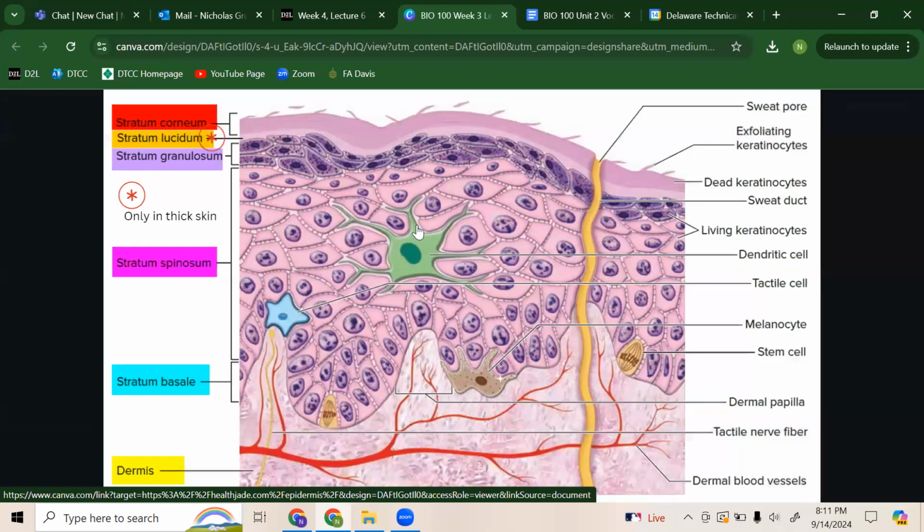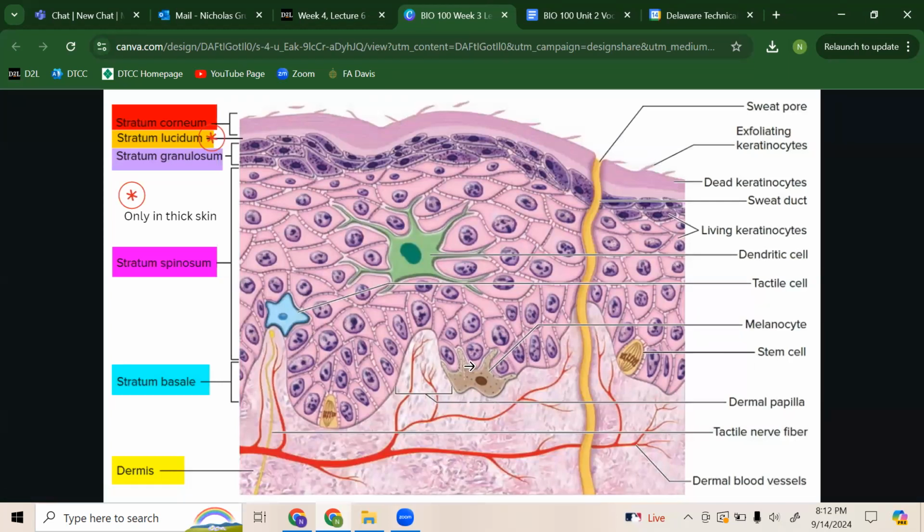You see a dendritic cell. Sorry, our dendritic cell is within our immune system. So this is like a white blood cell. This is part of our defense system. Our tactile cell is one example of the specialized nervous system cells in our skin. So we have tactile cells that are specific to different sensations such as vibration or pressure or temperature.